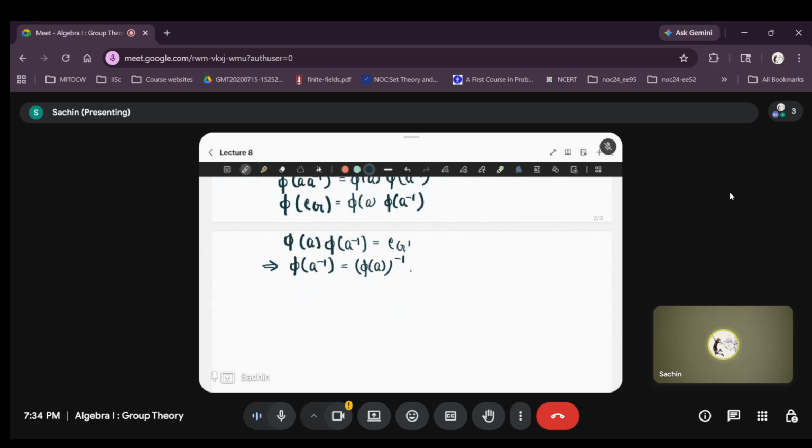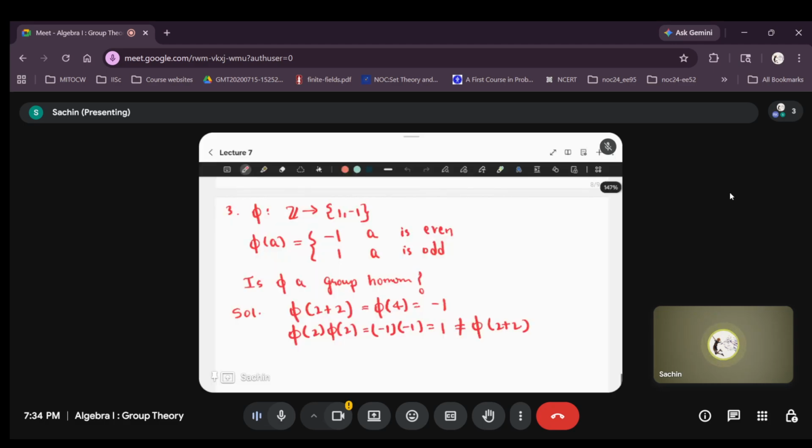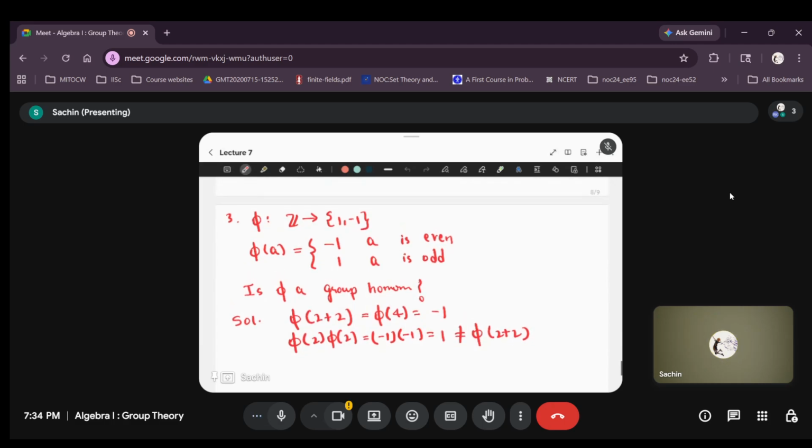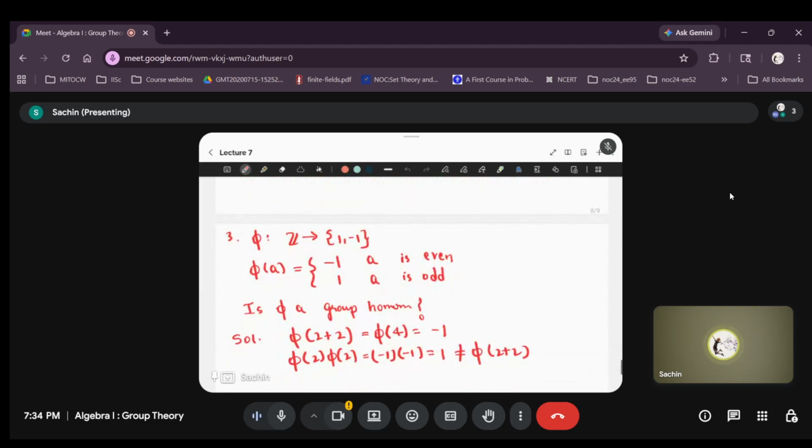Now if we go to lecture 7, the final example, we had phi from Z to {1, minus 1}, and phi of A was minus 1 if A is even, 1 if A is odd. So we can see that since 1 is the identity element in Z, it should be sent to the identity element in {1, minus 1}. But that does not happen here.